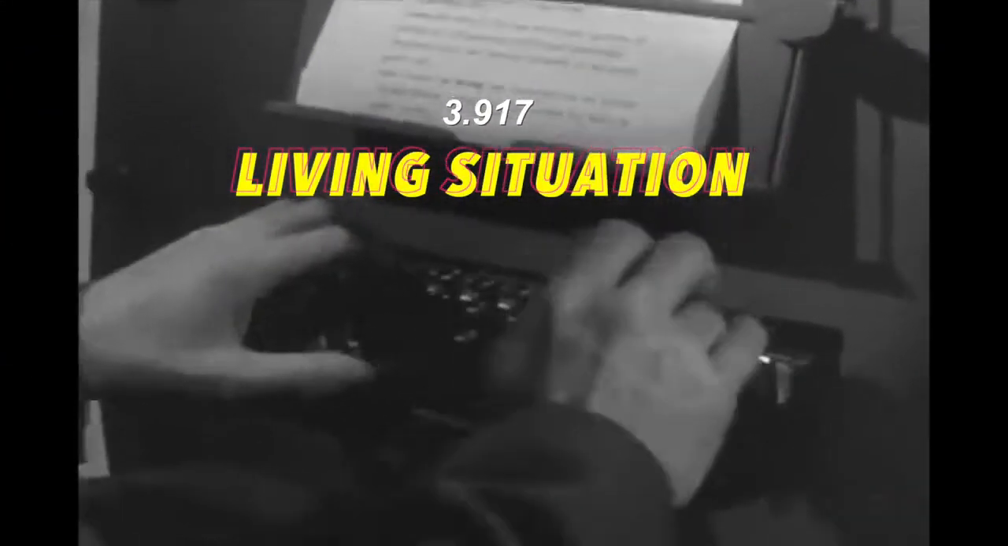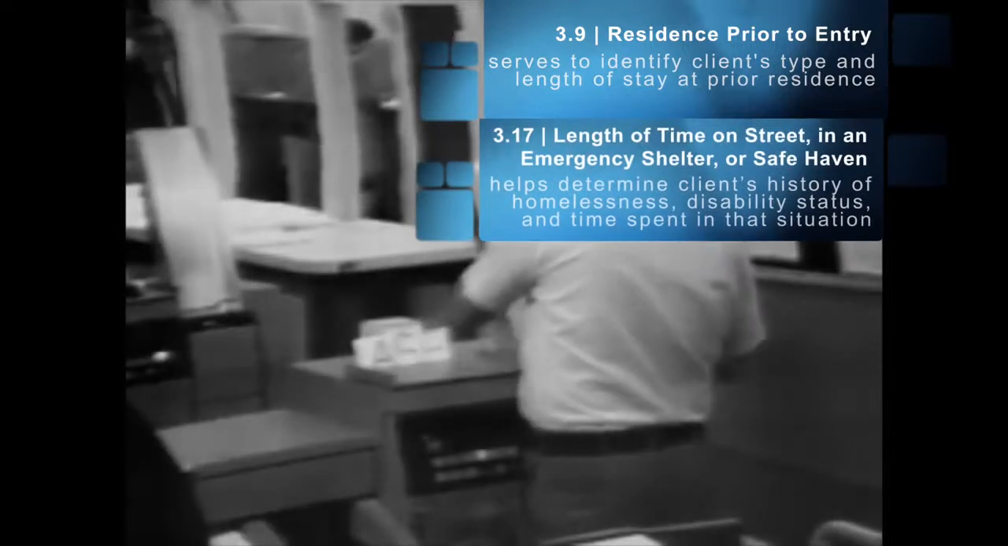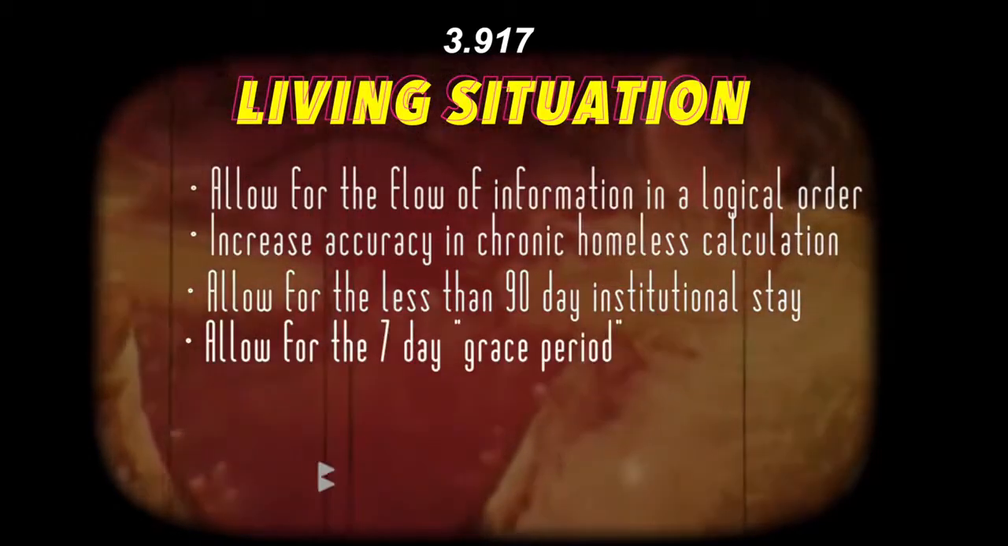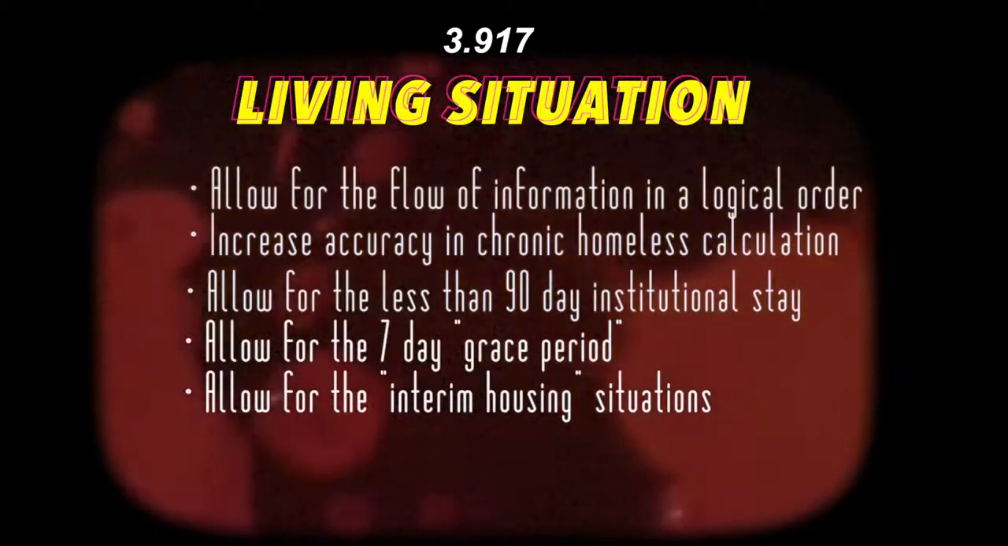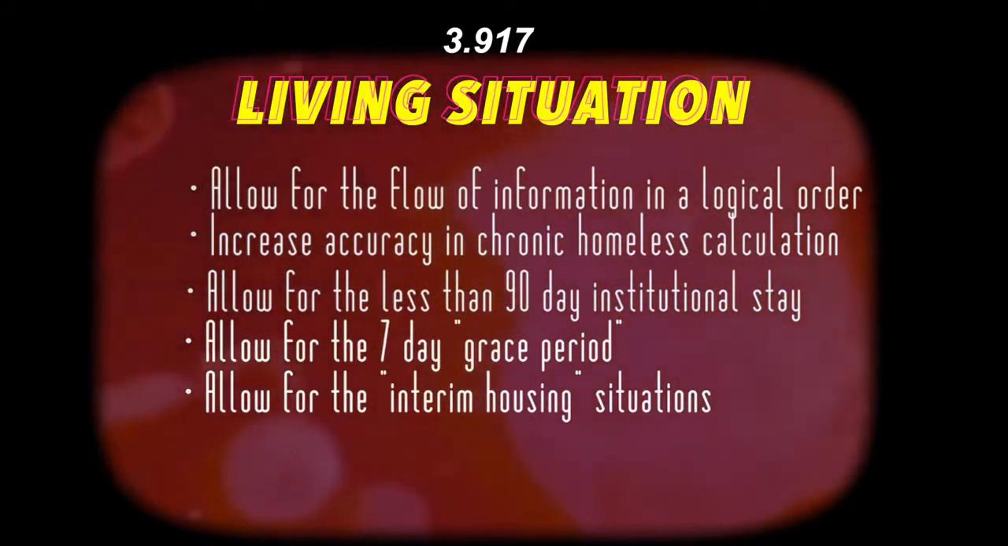3.917 living situation. This new element combines 3.9 residence prior to entry with 3.17 length of time on the streets, in emergency shelter or safe haven. So why are we combining them now both into one superpower field? This allows for the flow of information in a logical order, increases accuracy in chronic homelessness calculation, allows for the less than 90-day institutional stay, allows for the 7-day grace period, and also allows for the interim housing situations.